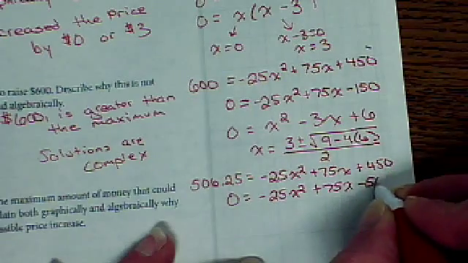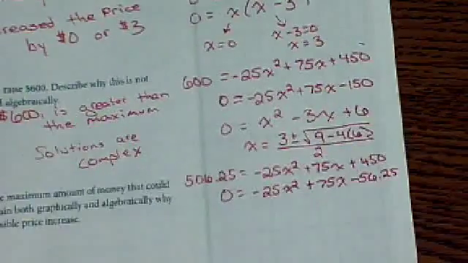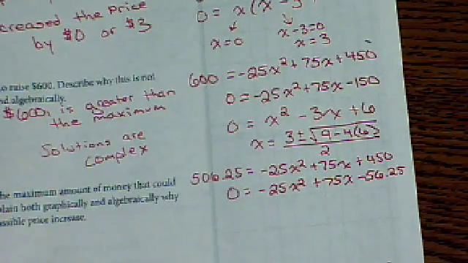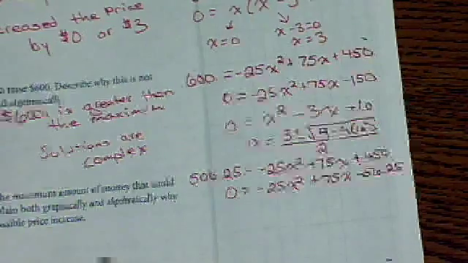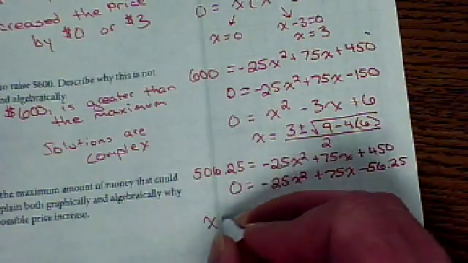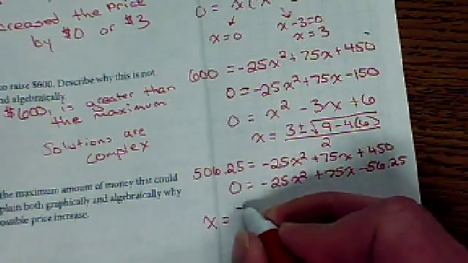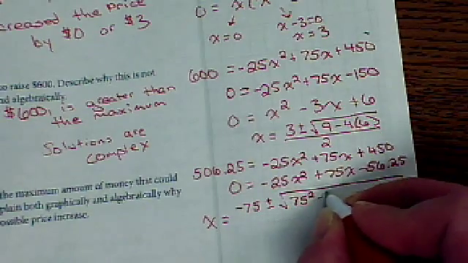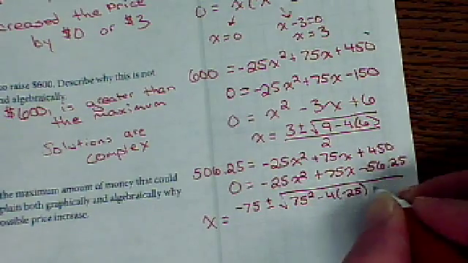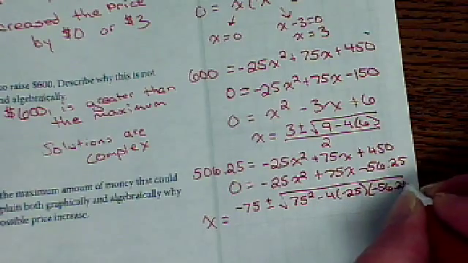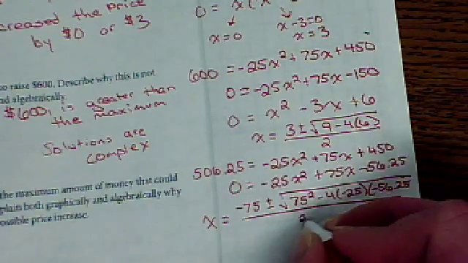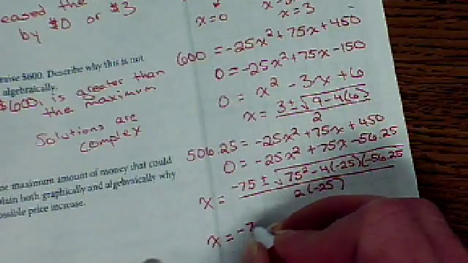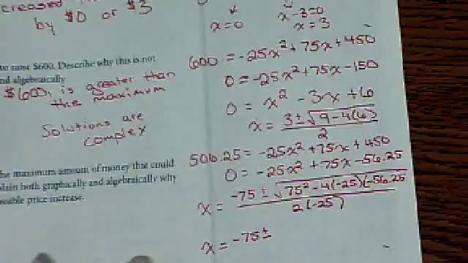Now this time, I'm not so sure if I want to divide everything by negative 25. We can, but it gets a little ugly. To solve this one, I would just go straight into the quadratic formula. Negative b plus or minus the square root of b squared minus 4 times a times c, all over 2 times a. It is ugly numbers, but that is okay. Real-life problems tend to have ugly numbers.